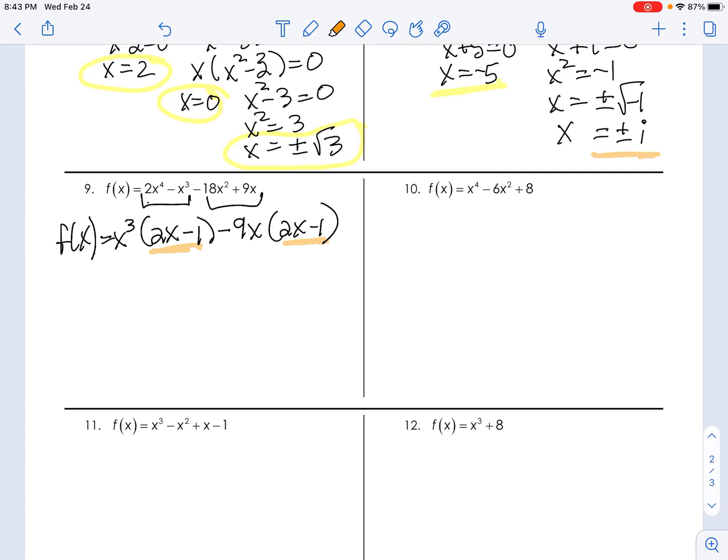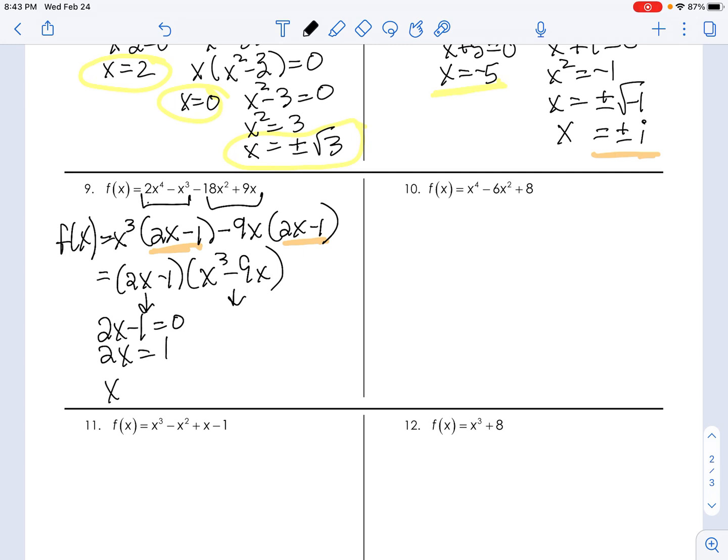And then when you look at that second set, you will pull out the negative, which you should always do, 9x, and that leaves you with 2x minus 1. So now we've got 2x minus 1, x cubed minus 9x. Again, setting them equal to 0, 2x minus 1 equals 0, 2x equals 1, x equals a half.